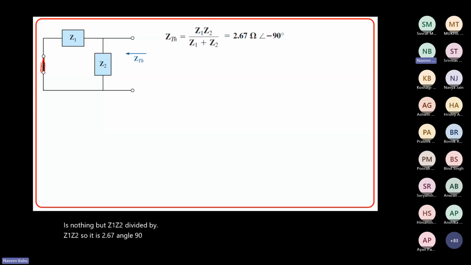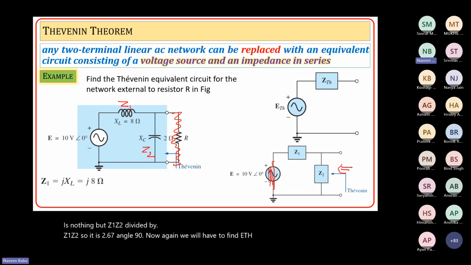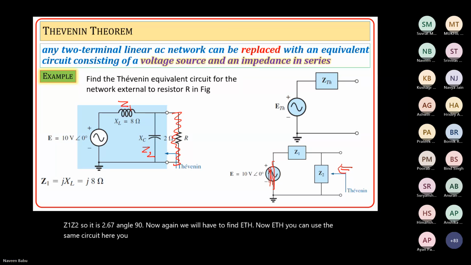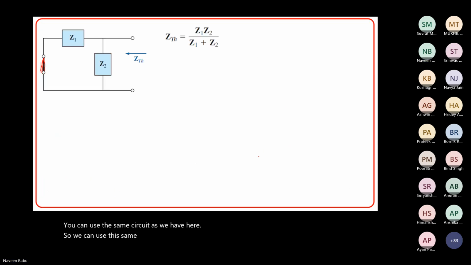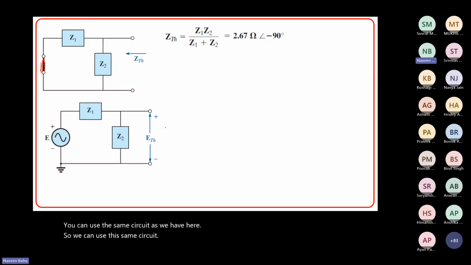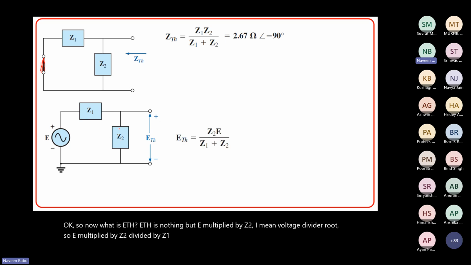Now again, we will have to find ETH. For ETH, you can use the same circuit as we have here. So what is ETH? ETH is nothing but E multiplied by Z2, I mean the voltage divider rule. So ETH is E multiplied by Z2 divided by Z1 plus Z2. And what is this value? This is 3.33 angle minus 180.